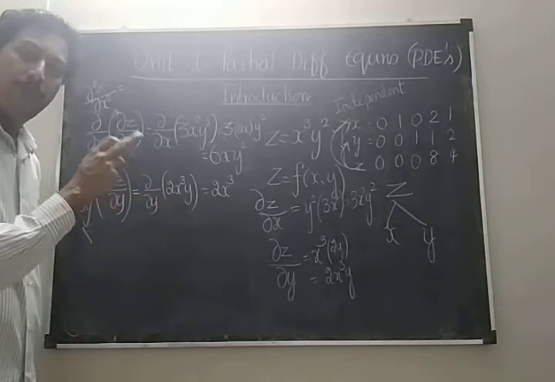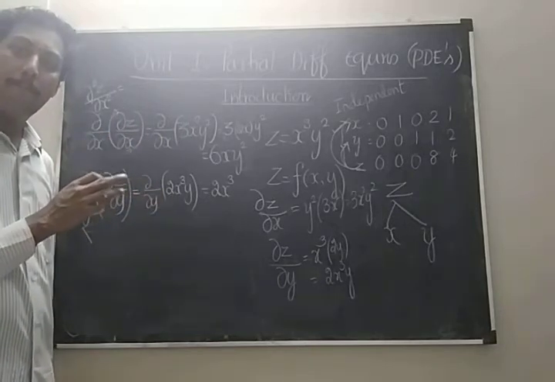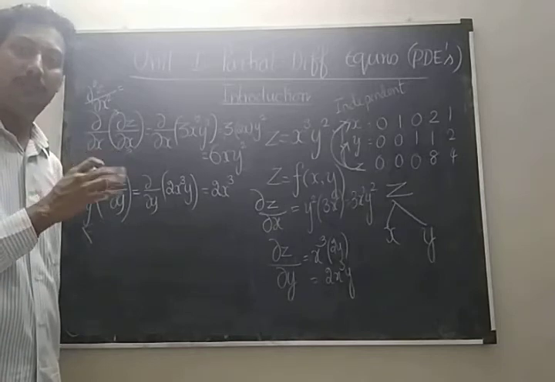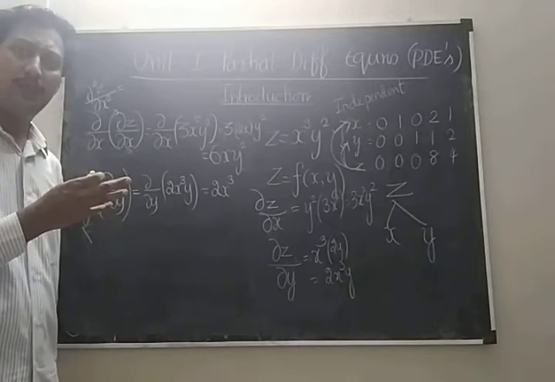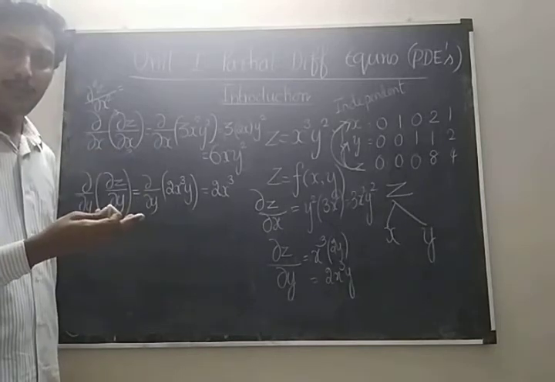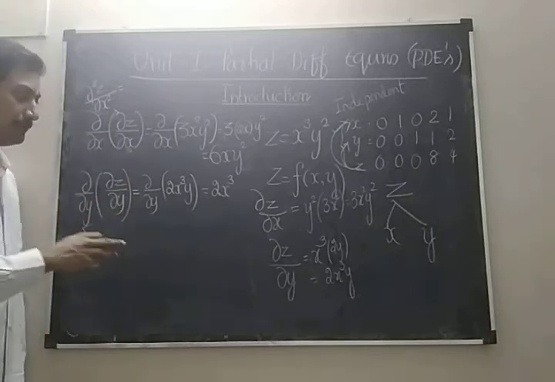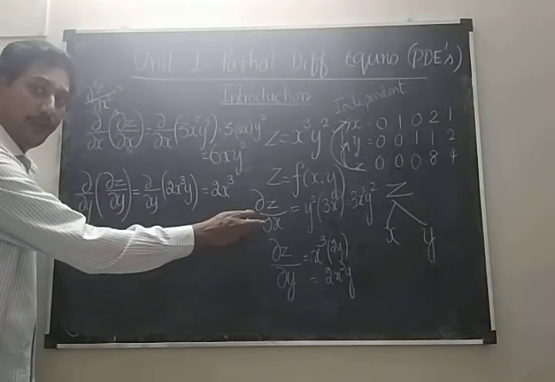And one more final technique was there. The technique is called mixed partial differentiation. Mixed means x and y. Okay, let us see that. I can take this dou z by dou x value.